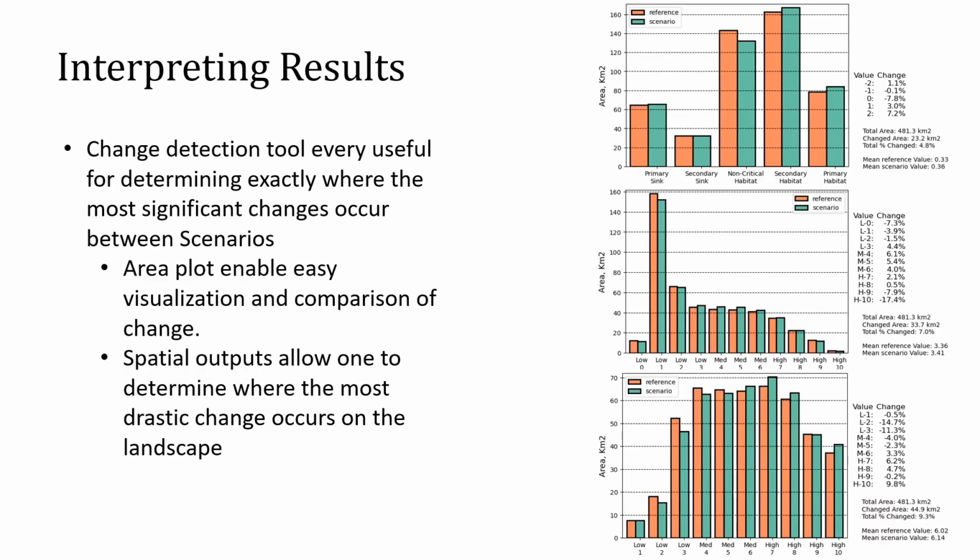When we are interpreting our results, I think that one of the most useful tools is the change detection tool. And it's useful for determining exactly what the most significant changes are and where they occur between our scenarios. And the area plots enable this easy visualization and comparison of this change. And our spatial outputs allow us to determine where the most drastic changes occur on the landscape.